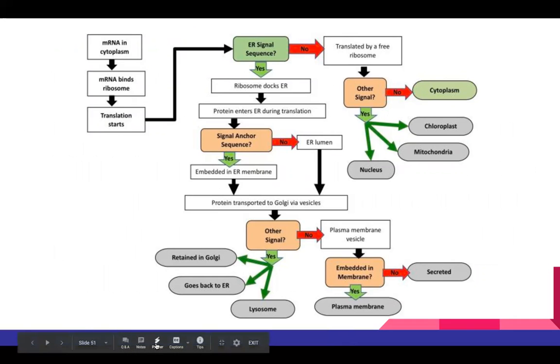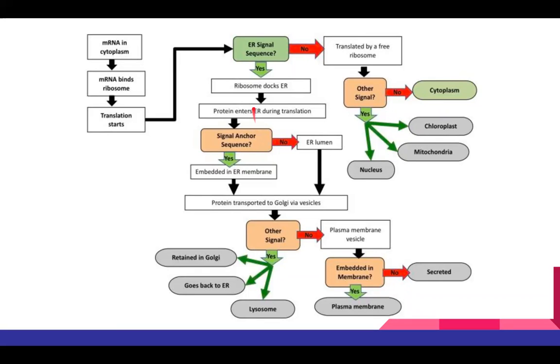So you start with the top portion, and you ask yourself, does it have an ER signal sequence? If it does, then it will end up being translated by a membrane-bound ribosome. And then you follow the schematic here and figure out where the protein would go. In this class, we did not cover signal anchor sequence, but it is a special sequence for a transmembrane protein, and you don't have to know that for this class. So I don't think she will ask you what a signal anchor sequence is, but it's just included in this diagram.